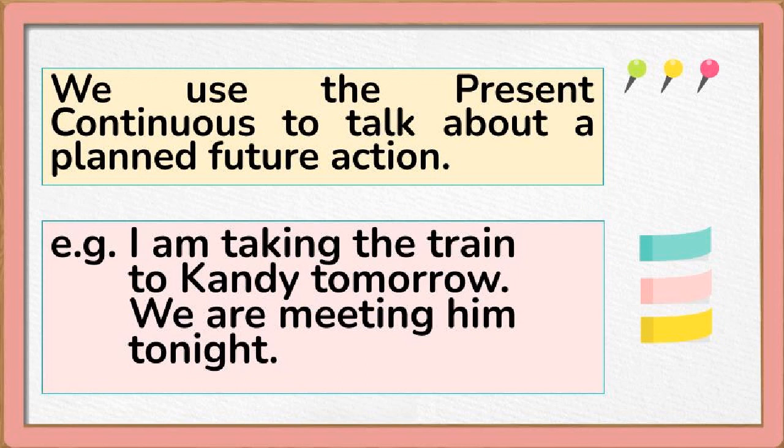We use the present continuous to talk about a planned future action. For example, I am taking the train to Kandy tomorrow. We are meeting him tonight.